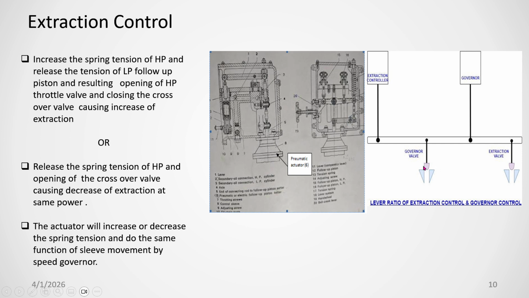The main valve going to the steam turbine opens, but it is a fulcrum, so it will go down. The extraction valve will close, so you will get more steam extraction. Downstream, after extraction, less steam will go to the condenser. If you want less extraction, then what will happen?